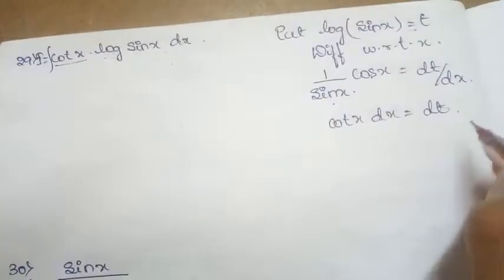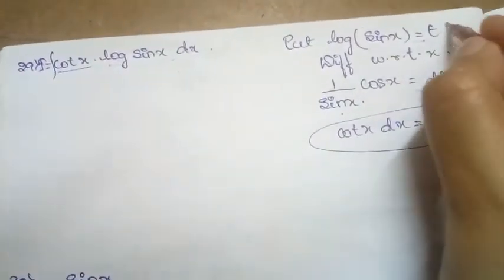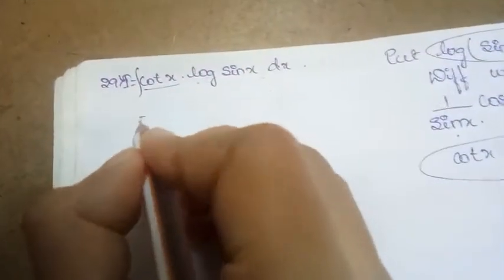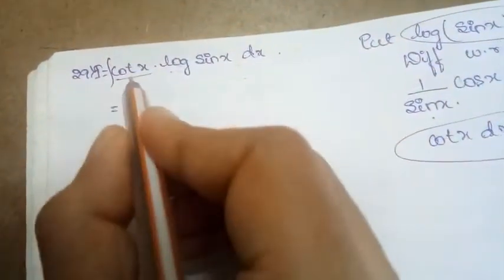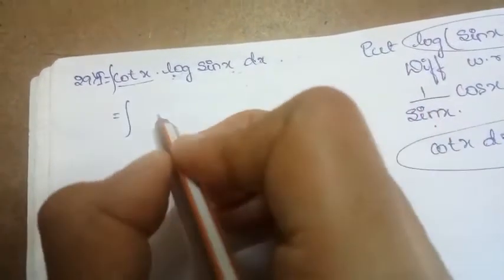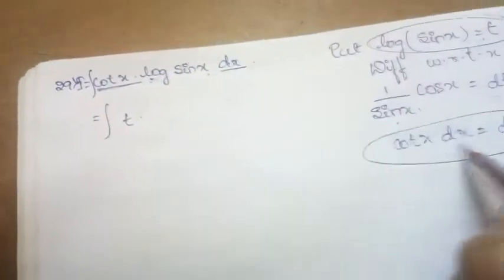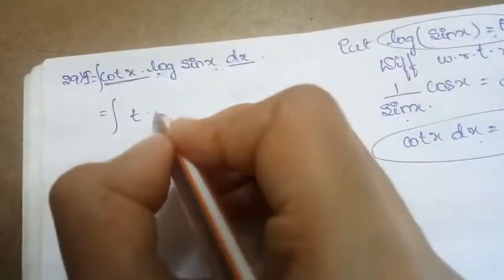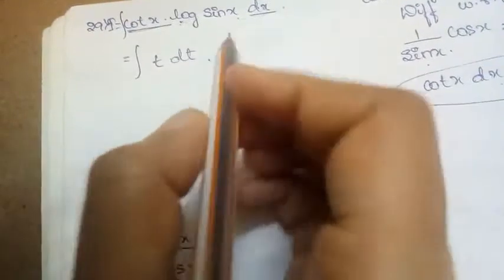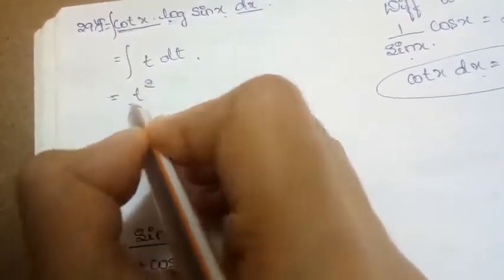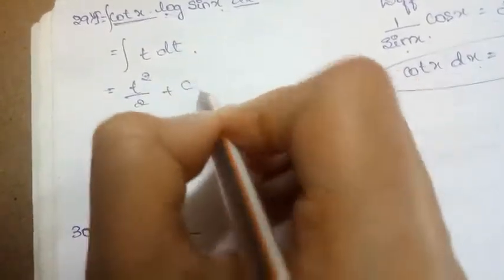So now I got this one as our dt and this one as our t. By using these two, I will substitute in the above equation. So what I got: log of sin x, I have taken as equal to t, and cot x dx is equal to dt. So now I got the integration of t dt, and we know the integral of this is nothing but t square divided by 2 plus c.